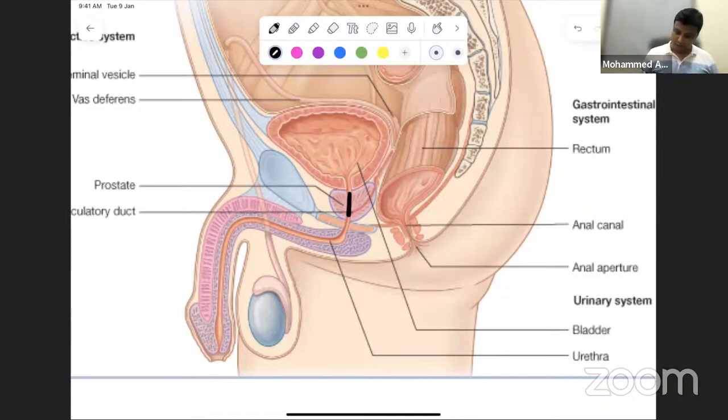And then this one here in the deep perineal pouch is known as the membranous urethra. And after that, this will be in the bulb of the penis. This one will be the bulbar urethra. Fine. So everyone knows that the male urethra is approximately 20 centimeters long, and it is divided into three parts: the prostatic urethra, membranous urethra, and the bulbar urethra.